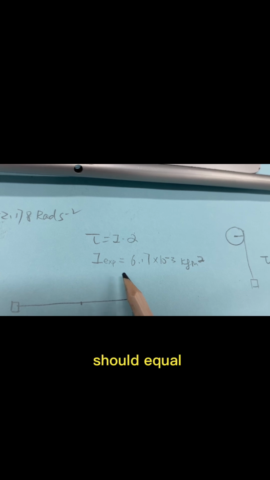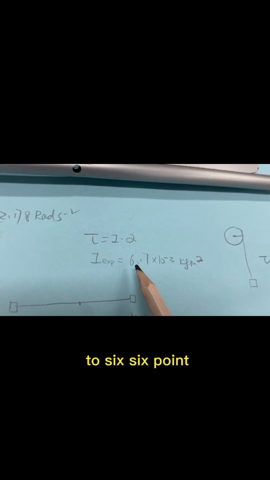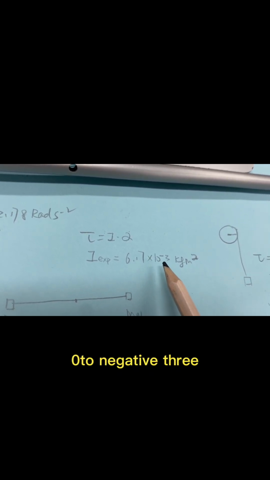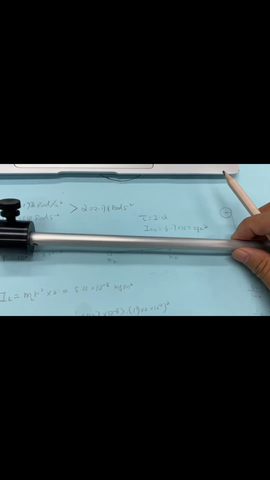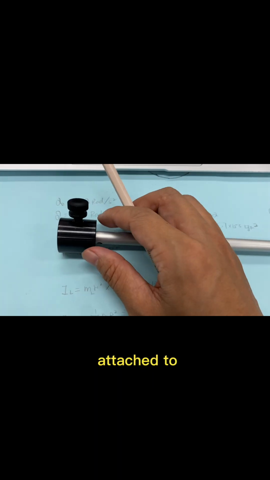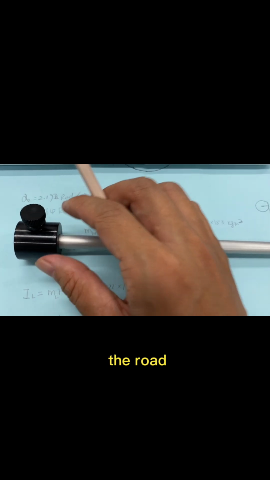Next, let's plug in the angular acceleration. I can get the experimental moment of inertia, which equals 6.17 times 10 to the negative 3 kilogram meter squared. This is the experimental value of the moment of inertia. In this case, we have a rotating rod with a mass attached to one end of the rod.